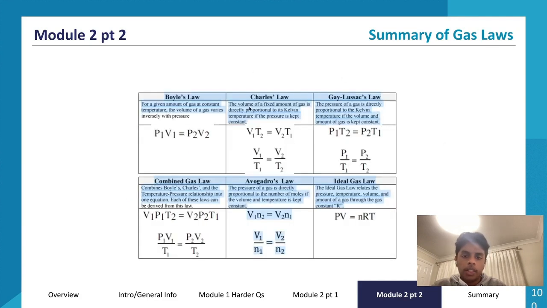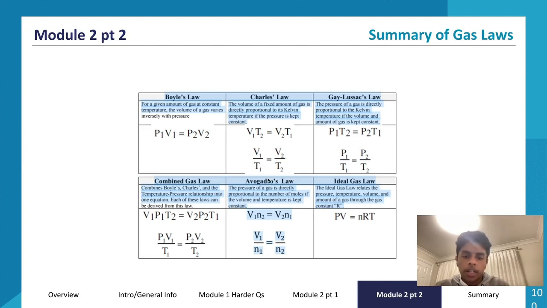So another quick summary. For a given amount of gas at a constant temperature, the volume of gas varies inversely with pressure. That is Boyle's law. Charles' law states that the volume of a fixed amount of gas is directly proportional to its Kelvin temperature if the pressure is kept constant. Guy-Lussac's law states that the pressure of a gas is directly proportional to the Kelvin temperature of it if the volume and amount of gas is kept constant. The combined gas law combines Boyle's, Charles', and the temperature-pressure relationship into one equation. So each of these laws can be derived from this law.